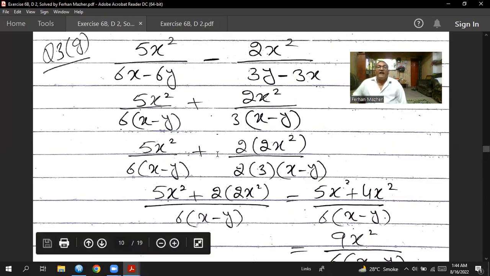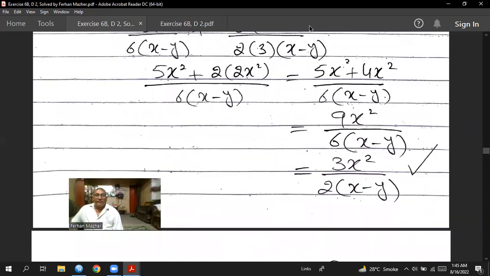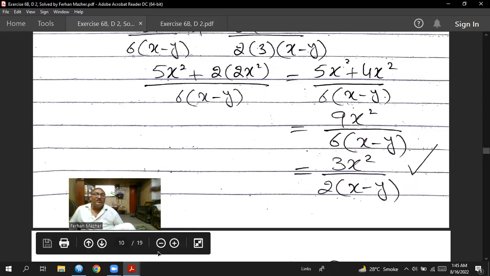So now because these two denominators are exactly the same, I can write these two fractions in a single fraction. And in the denominator, I will have 6(x - y). Upstairs, I will have 5x squared plus this will become 4x squared. So we will have 5x squared plus 4x squared divided by 6(x - y). So that will be 9x squared divided by 6(x - y). This 9 and 6 can be cancelled with the table of 3. So you will have 3x squared divided by 2(x - y). So this is how you will do this question.